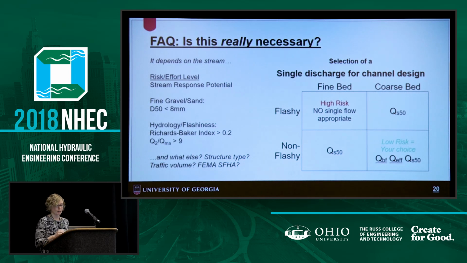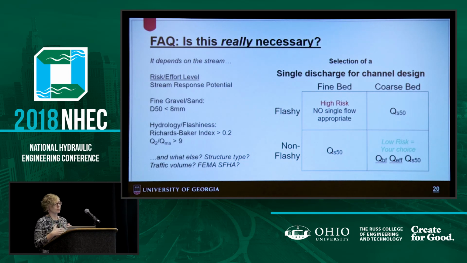So if you have a fine bed stream, fine gravel or sand, and it's flashy, I really hope you've been paying attention, because that is a very high risk stream, and no single flow is considered appropriate there. You need to worry about all of this. If you have something in between, it's either non-flashy or it's coarse bed, but there's something else. You have this QS50, and it's just one number in there, but remember, you have to use the flow duration curve to come up with that QS50, so this is a little bit more complex.